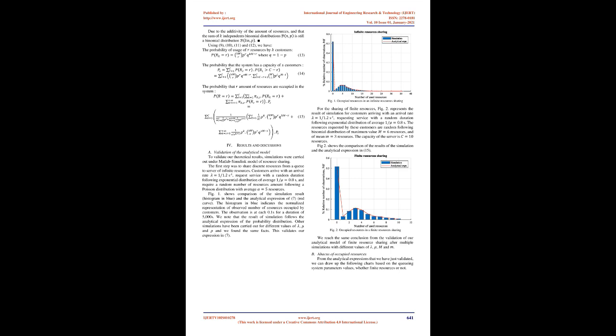Proposition 11. The amount of resources requested by customers follows also a binomial distribution with parameters and slash. Proof. Due to the additivity of the amount of resources, and that the sum of independent binomial distributions b, comma, is still a binomial distribution b, comma.